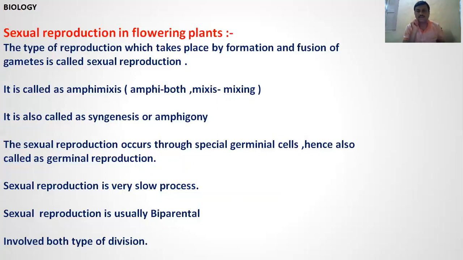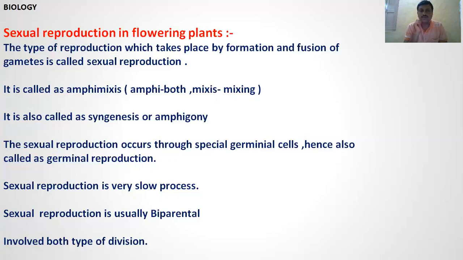Next is the formation of the diploid zygote. This zygote develops into the embryo, and the embryo develops to produce the seed, and these seeds produce the new individual. This process is called sexual reproduction. Hence, it is also called amphimixis. Mixis means mixing of gametes. Two types of gametes are mixed with each other. It is called amphimixis.